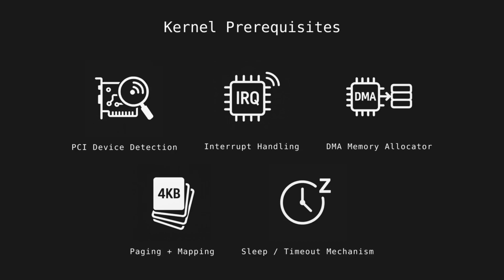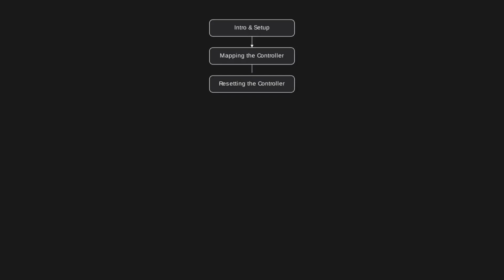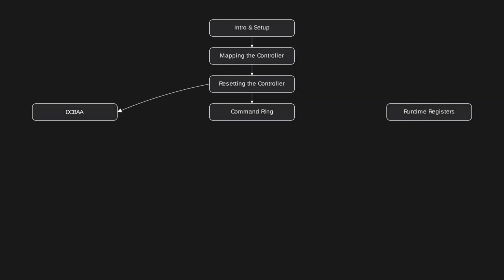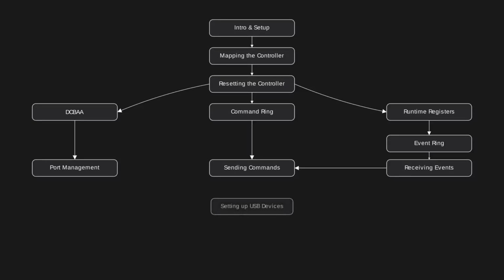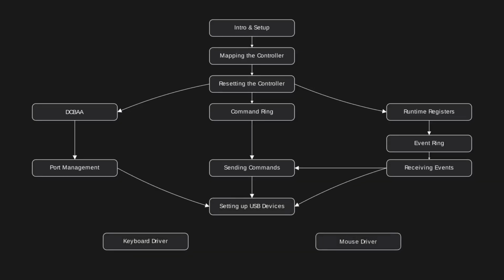Here you can see a brief roadmap overview that the series will try to follow, starting from simply mapping and resetting the controller, all the way to having functional USB keyboard and mouse drivers that would also work with real hardware devices on bare metal. Now, before going over some environment setup steps, I would like to first show you a demo of the final result the series aims to achieve so you know what to expect or look forward to.